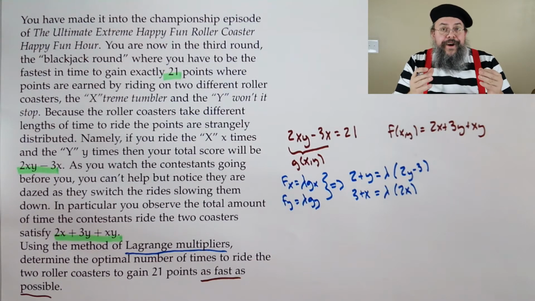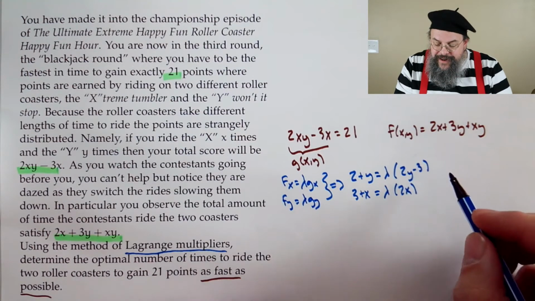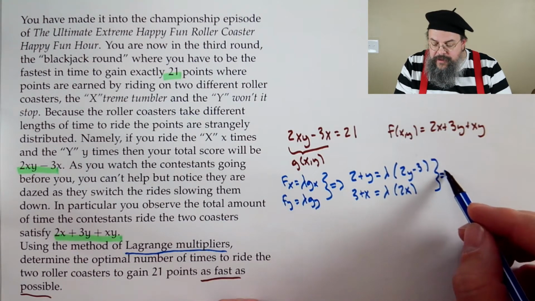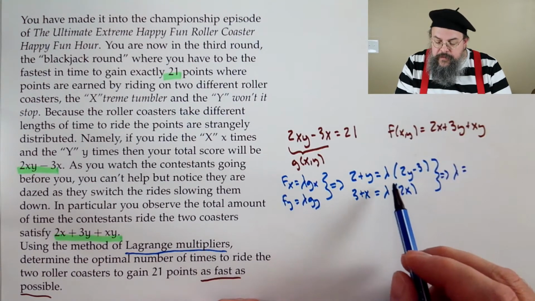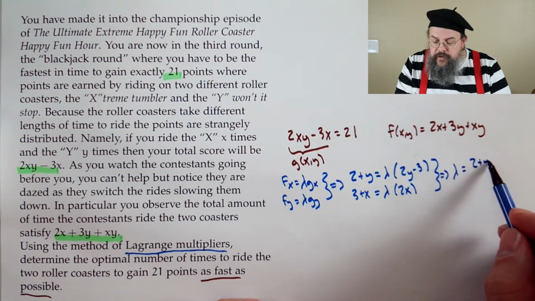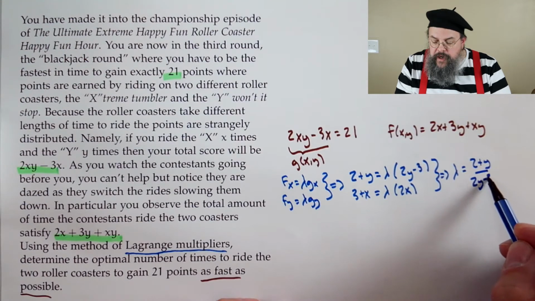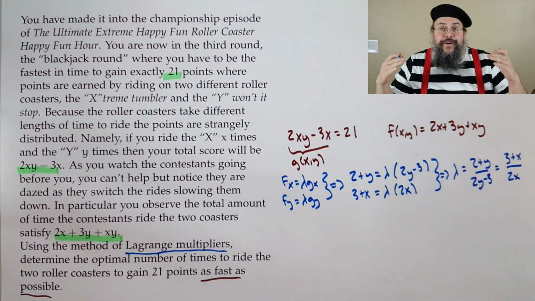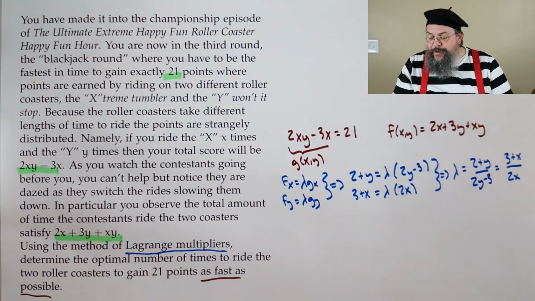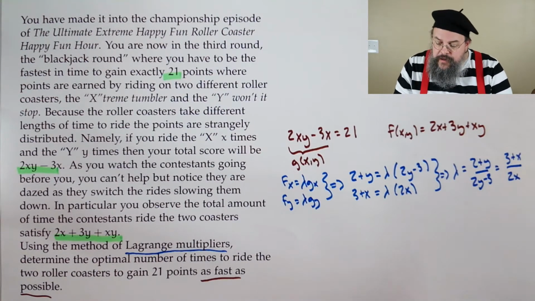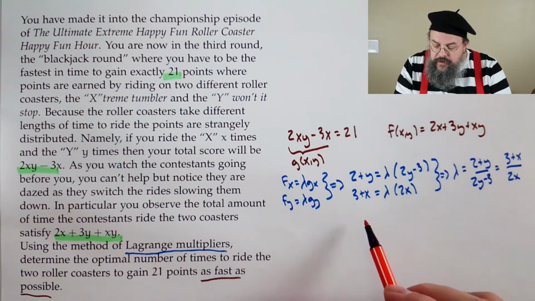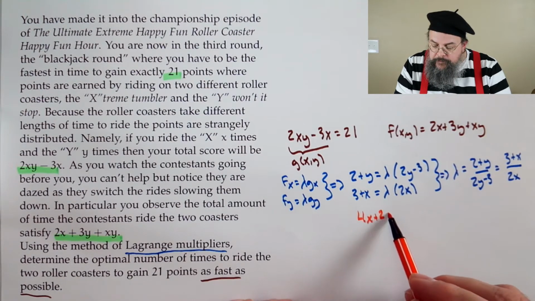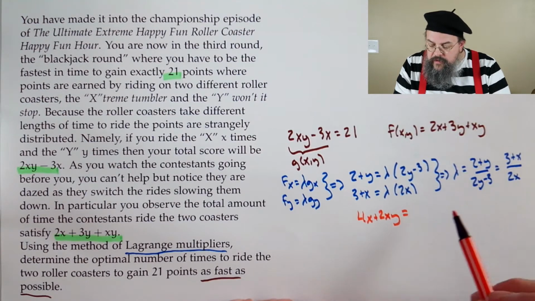All right, wonderful. Well, where do we go from here? Well, when in doubt, solve for lambda. So we say, look, what is lambda? Well, in the first equation, it's 2 plus y over 2y minus 3. In the second equation, 3 plus x over 2x. And now cross multiply. So cross multiplying, what do we get? We end up with 4x plus 2xy is equal to 6y.